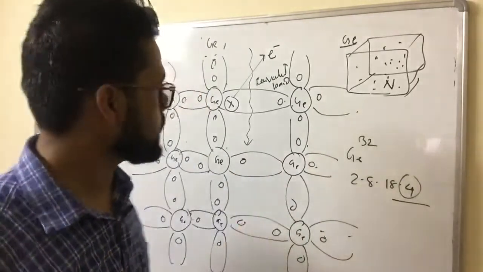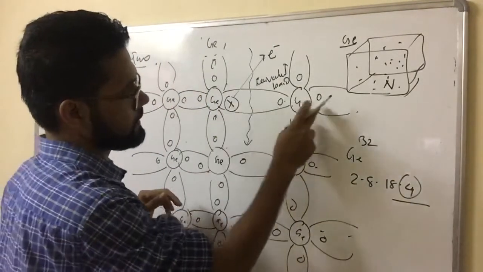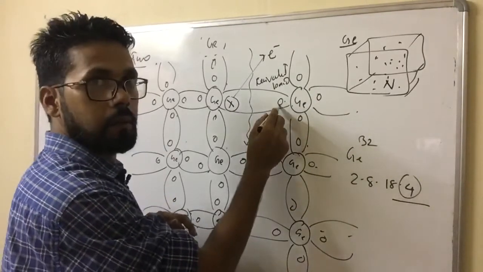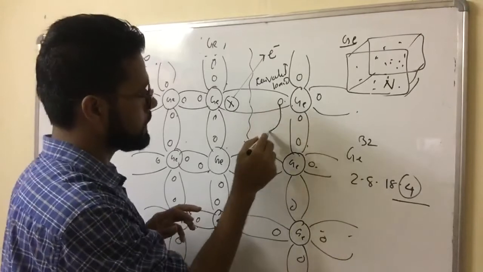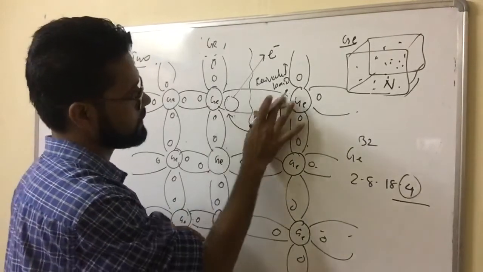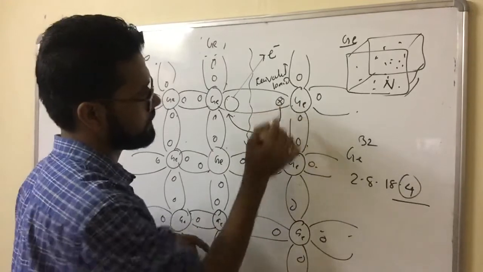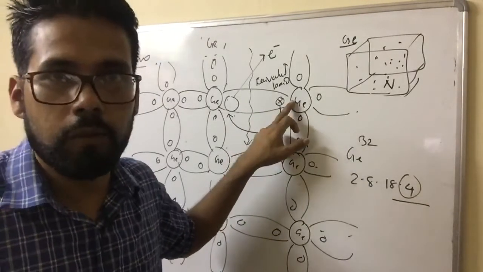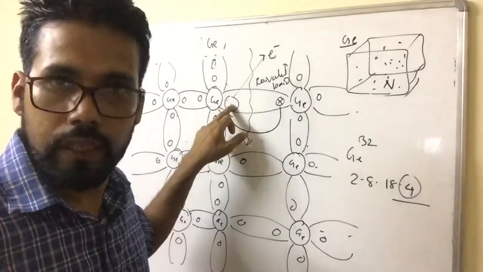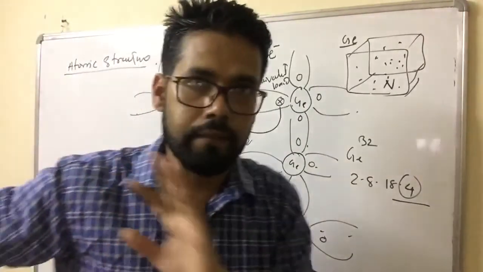Suppose this is an electron, a blank circle means electron. If this electron moves to this vacant side, then what happens? The hole will move to here and the electron moves to here. But physically, the hole never moves.